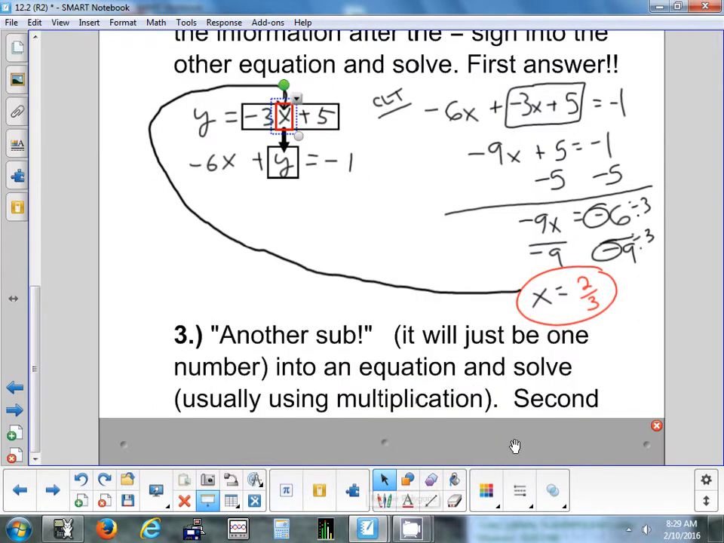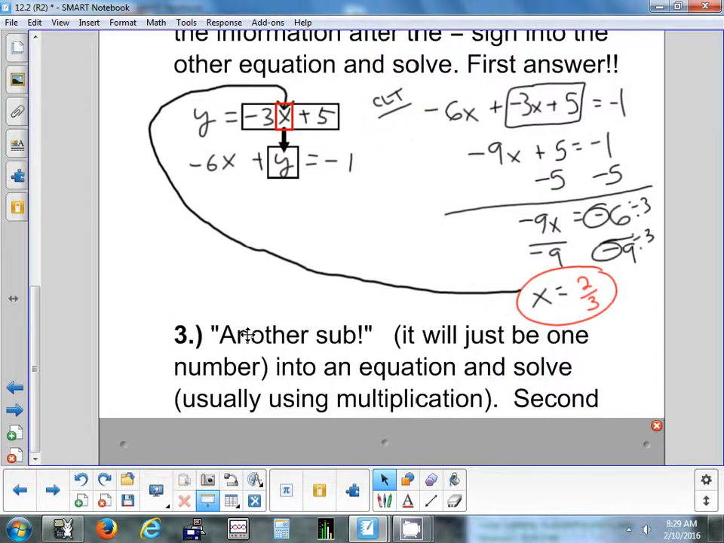All right? So now, like I said, we're going to have that one number that we're going to substitute for. And then we'll use multiplication. That'll give us our second answer, and we're all done. Now, what equation do I want to solve for now? X or Y? I mean, what variable? What variable do you want to solve for now? Y. I like where you're going, Corey.